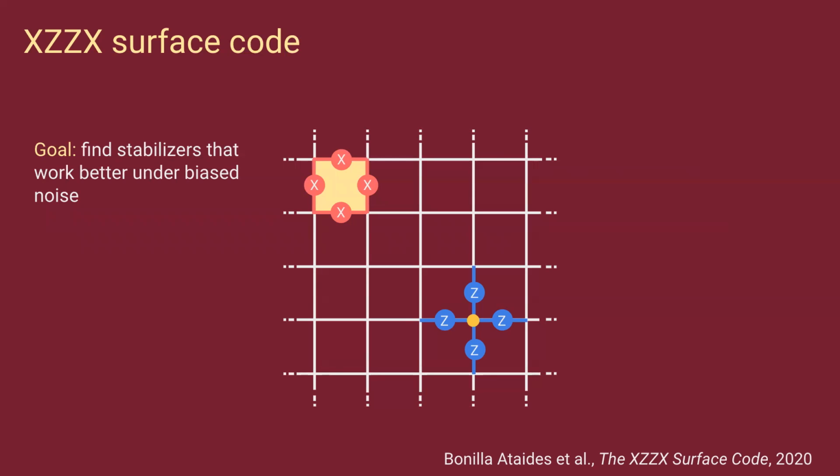We start with this surface code. We have qubits, edges, vertices and stabilizers. Then we apply a Hadamard operator on the horizontal axis, and here it turns all the stabilizers into this XZZX form.